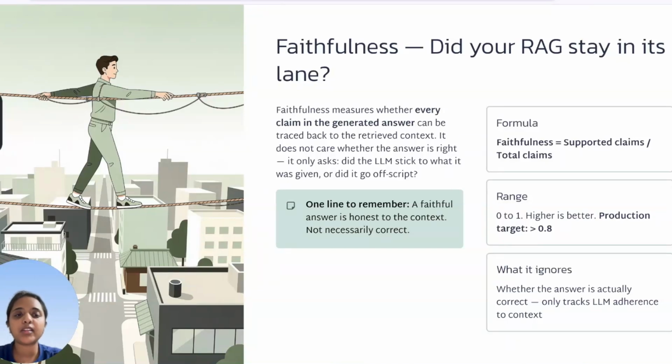The formula here would be the number of claims supported by the context divided by the total number of claims. The range would be from 0 to 1. The higher the faithfulness, the better for the system. So we are going to target something about 0.8, that's 80% faithfulness. What it ignores is whether the answer is actually correct or not. It only tracks the adherence to the context.